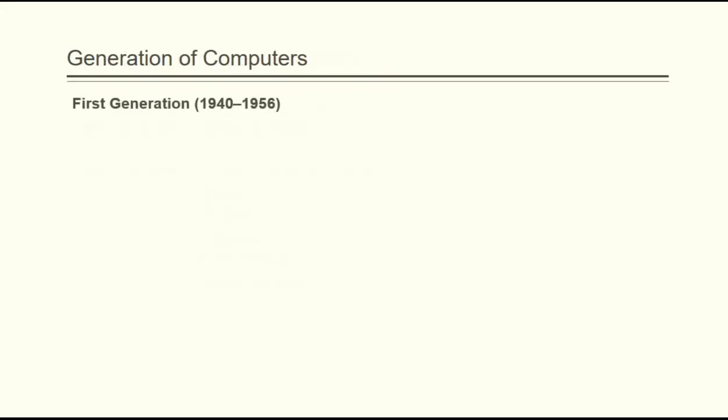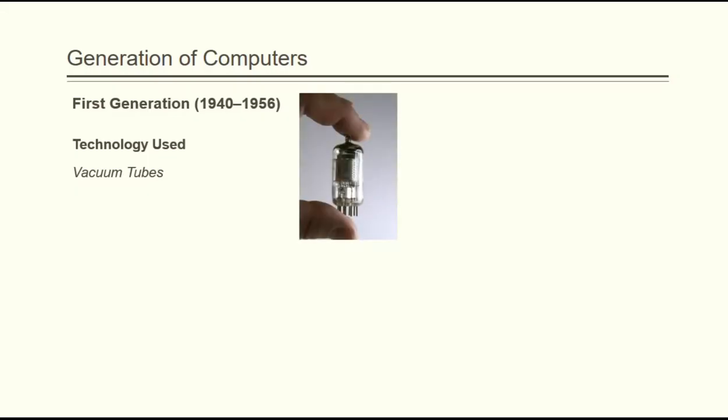Let's now look at the generations of computers. The first generation came between the year 1940 to 1956. And the technology that was used at that time was what we call vacuum tubes. So this is how a vacuum tube looks like.